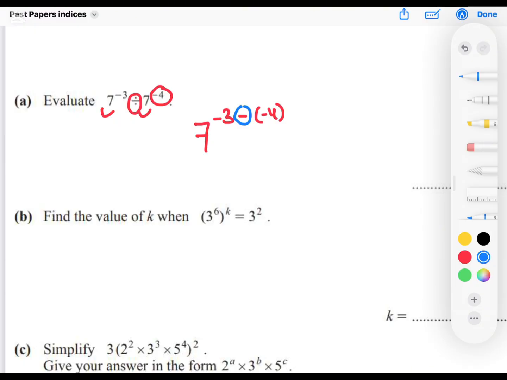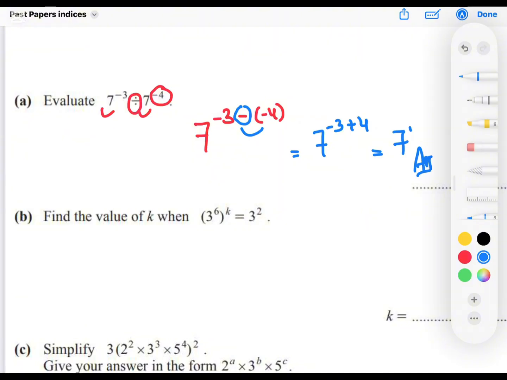Okay, so now the answer will become 7 raised to the power minus 3, and this minus minus will become plus 4. So 7 raised to the power minus 3 plus 4 will be 1. So this will be the final answer. I hope everything is clear in this question.